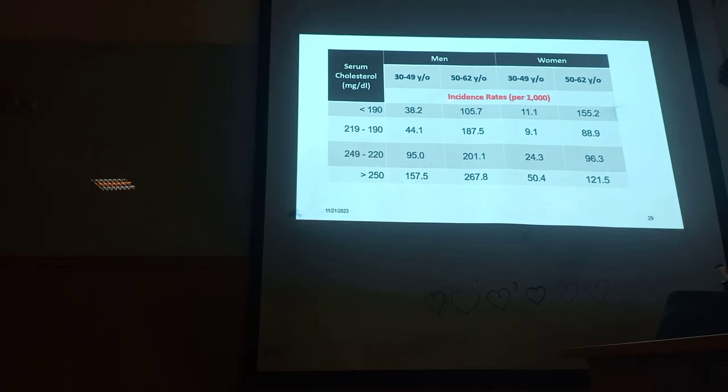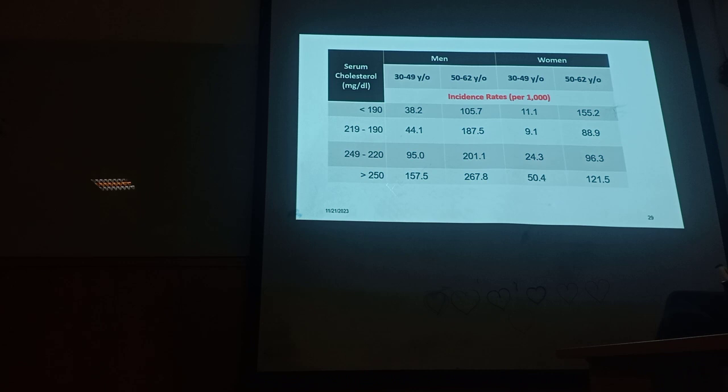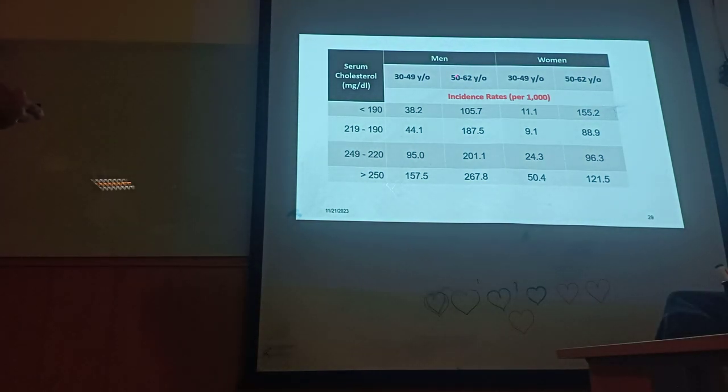And also, these are incidence rates or risks in different groups. There are incidence rates for men and women separately, and for those in the age range of 30 to 50 years old and 50 to 62 years old. So there are many risks in this table. And you have to calculate relative risk. How do you do that?